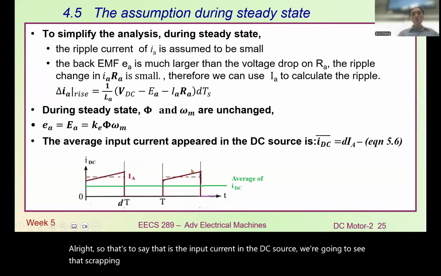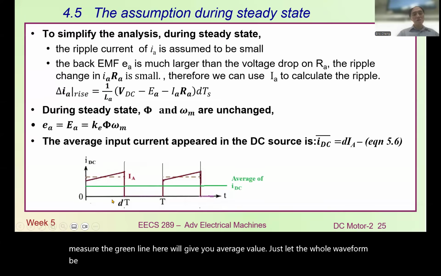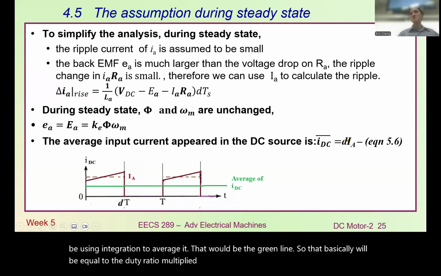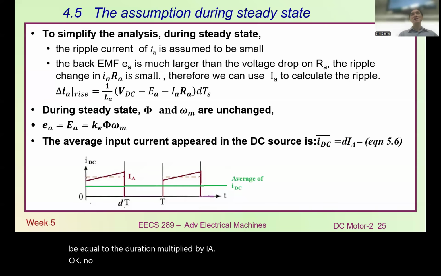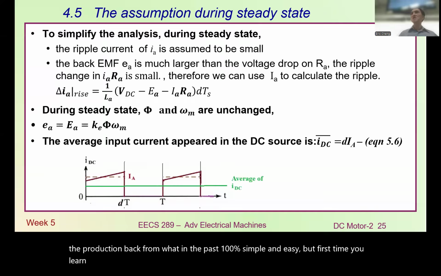But for the whole waveform, if we use an average meter to measure, the green line here gives you the average value, just like using integration to average the whole waveform. That will be the green line. So that basically equals the duty ratio multiplied by IA. Not ambiguous, just really simple as such. I think you all get that. If you learned the electronic buck converter in the past, it's 100% simple and easy. But the first time you learn it, you need to think about it for a few seconds, then you know it.